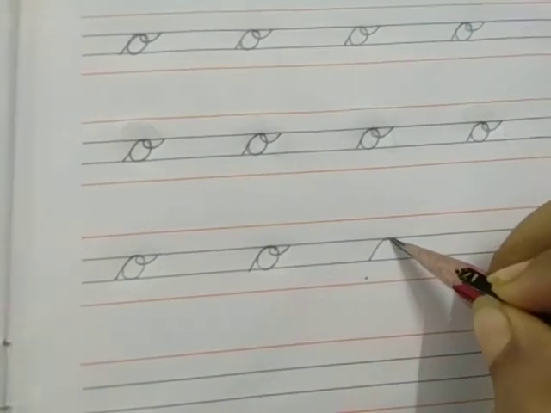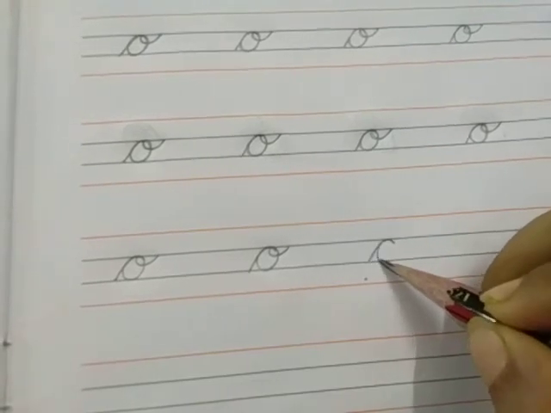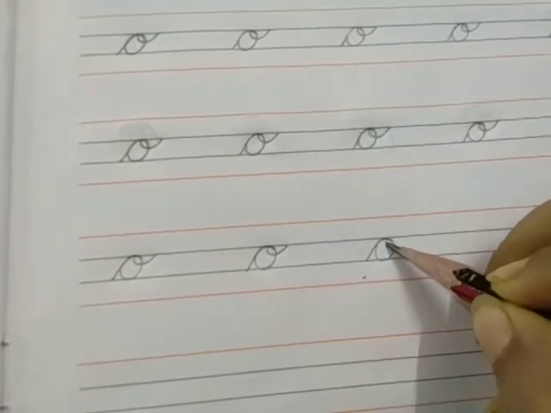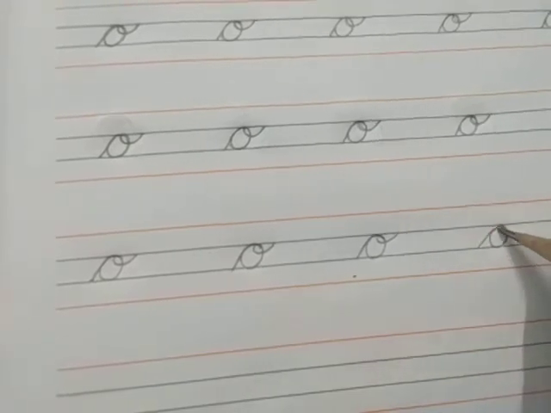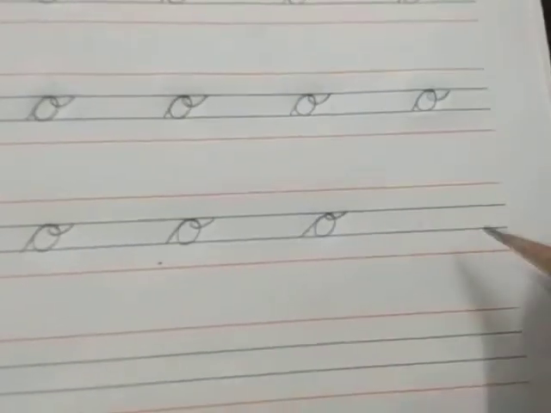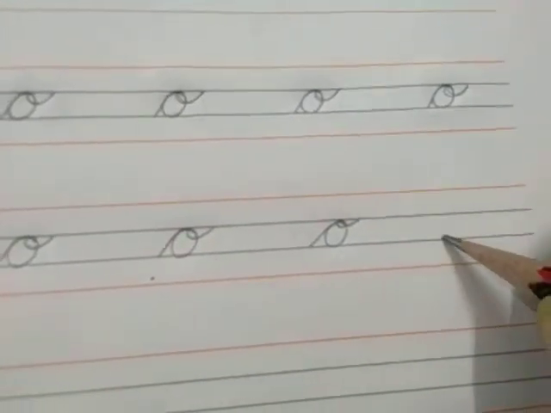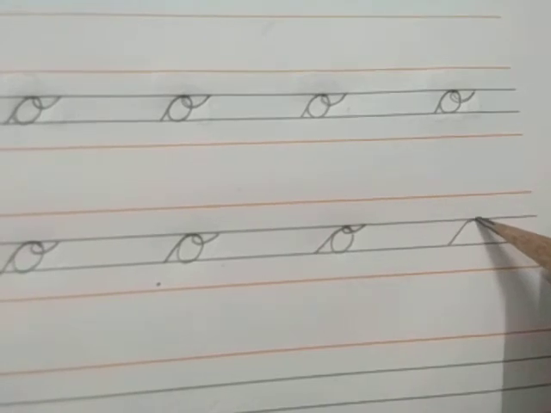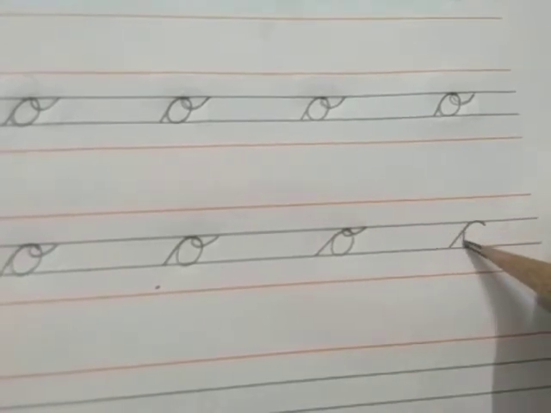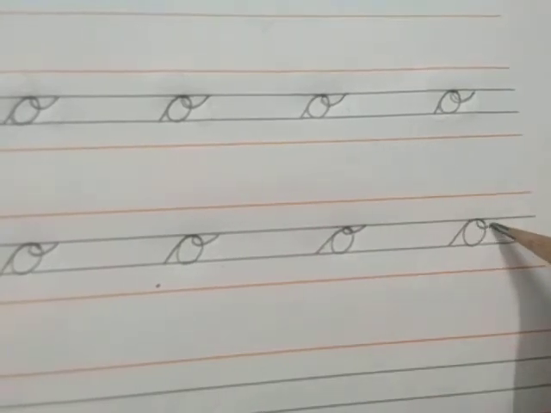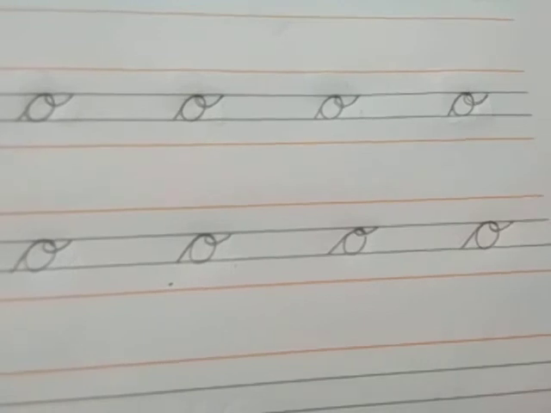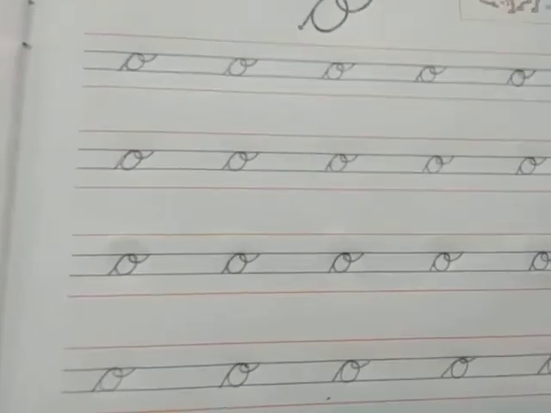Slanting line, curve, O, loop. Slanting, curve, O, reach the same point and draw a loop. This is small letter O.